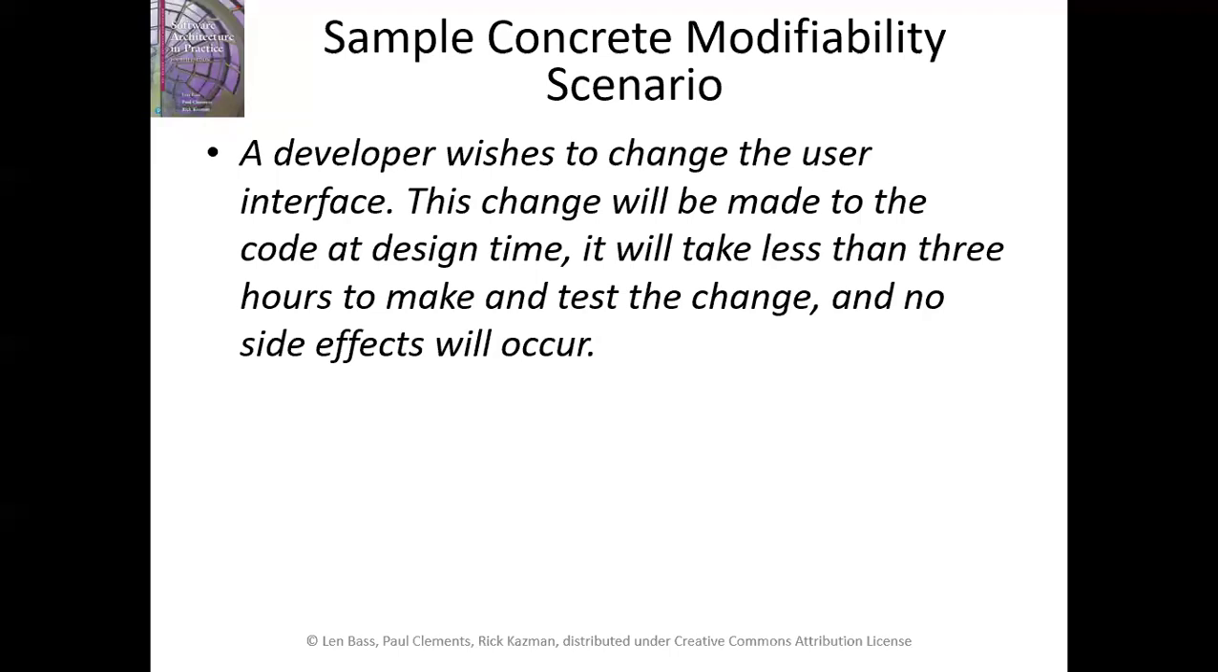Okay, so let's leave the abstract scenario and rush to a concrete scenario immediately. So we have a developer who wishes to change the user interface. Who is the source? It is the developer. Clearly, we can already see here that we have a source. This is our source. He wishes to change the user interface. What is he trying to change? He's changing the UI. And so what is this? This is the artifact. This change will be made to the code at design time. So what are we changing? We are changing the code at design time. So what is design time in this context? Design time is the environment. So this is the environment.